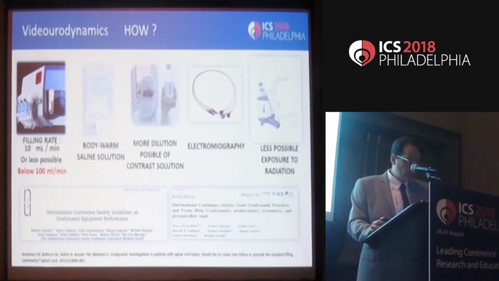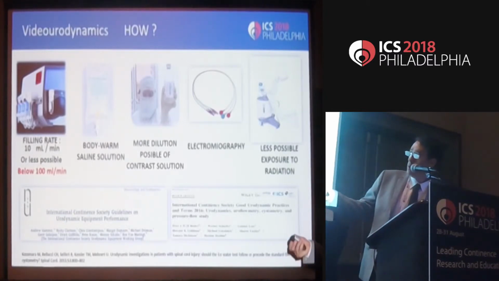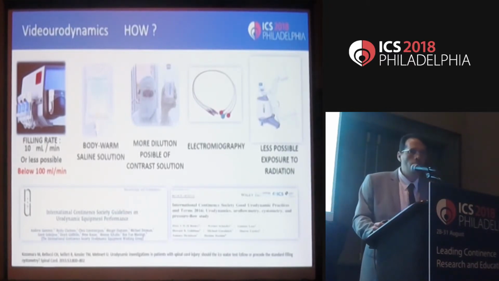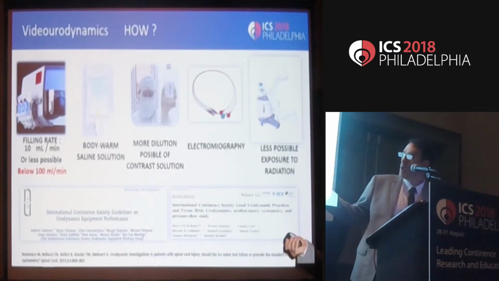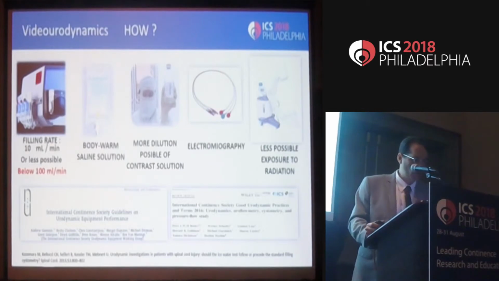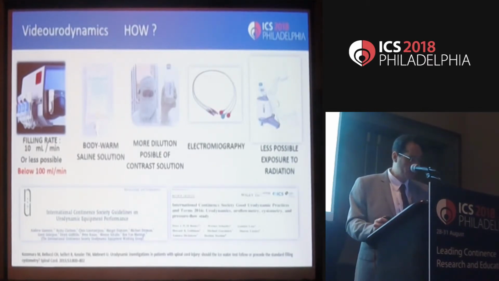Here are the International Continence Guidelines of the ICS, and we can go through the filling rate. The filling rate should start at 10 milliliters per minute, and then go on further but always below 100 milliliters a minute, because we all know that up to 100 you will start to activate neurogenic detrusor activity. So the lowest possible filling rate should be recommended.